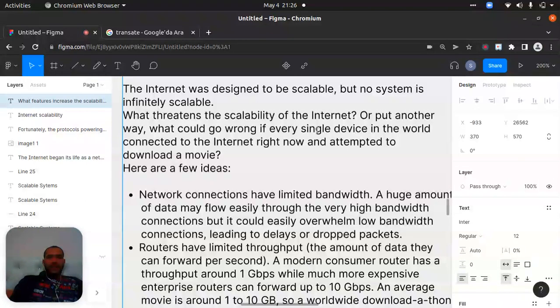What threatens the scalability of the internet, or put another way, what could go wrong if every single device in the world connected to the internet right now and attempted to download a movie? Here are 5 ideas for that.